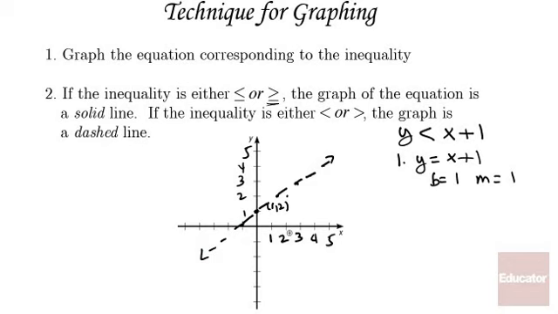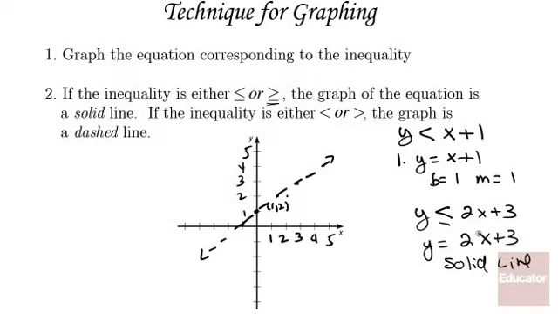What this dashed line is telling me is that the points on the line are not part of the solution set. If I had a solid line, for example, if I had y is less than or equal to 2x plus 3, then when I found my corresponding equation, I would graph it using a solid line. Here, for my first step, I determined that I needed to use a dashed line.